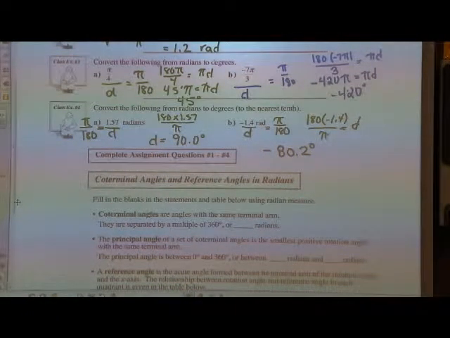So those terms that we talked about in the first section, the coterminal, the reference angle, the rotational angle, or the principal angle, they still have the same meaning when I'm dealing with radians. Only now, instead of talking about a coterminal angle to a 45-degree angle, it's now coterminal to something like pi over 4.